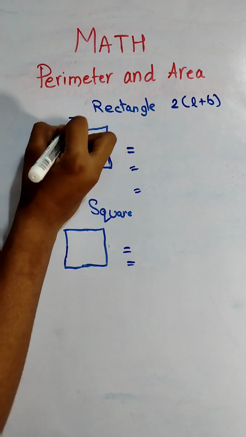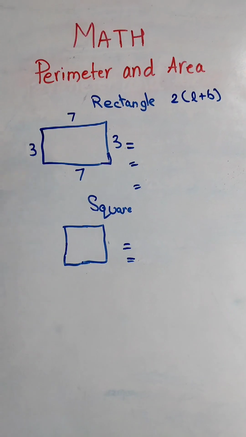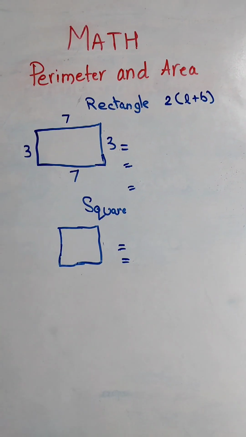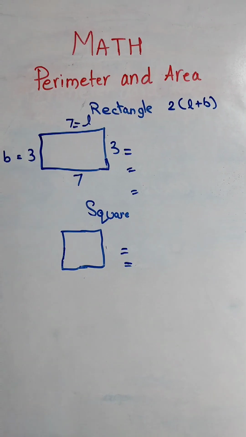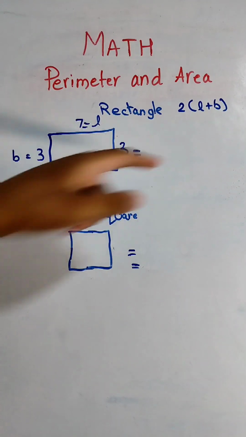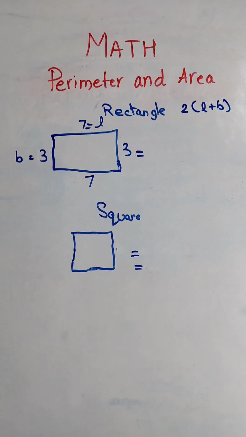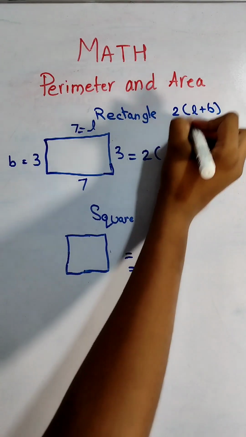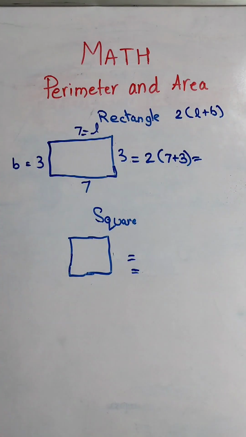Let's take the length of this rectangle to be 7 and the breadth to be 3. As opposite sides are equal, it will automatically become 7 equal to 7, 3 equal to 3. So if you remember, L is equal to 7 and B is equal to 3. Keep this formula in mind, and remember that the shorter side is normally the breadth, and the longer side is the length. So we can apply it the same way: 2 into L plus B, so it will be 2 into 7 plus 3, where B is 3. You can see how we've simplified it.